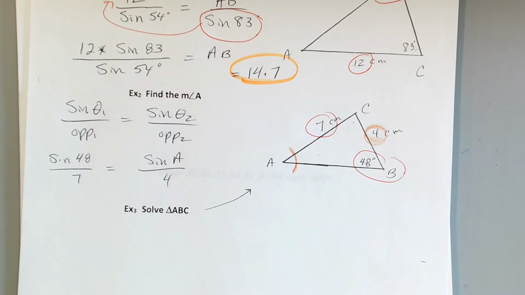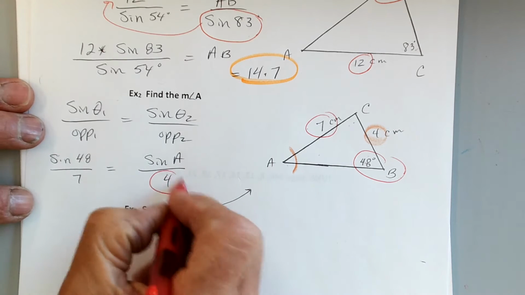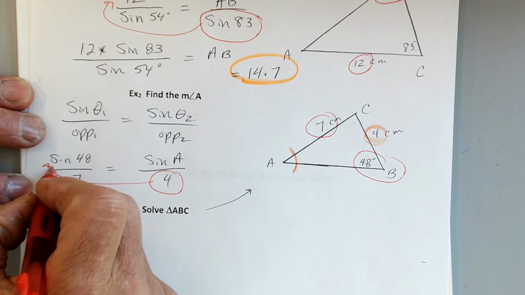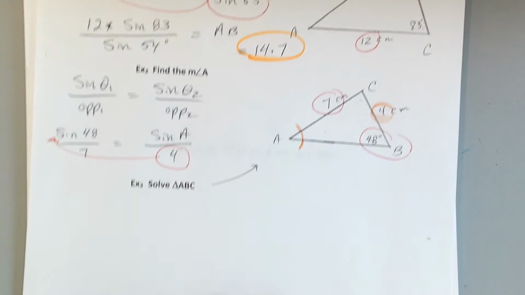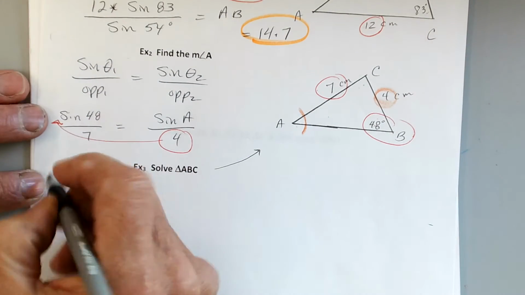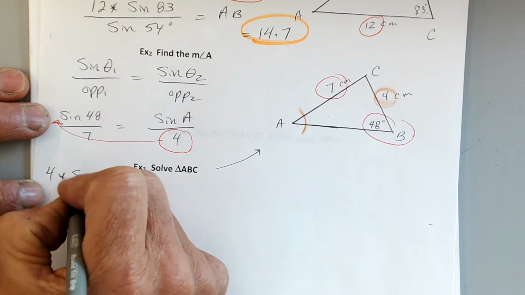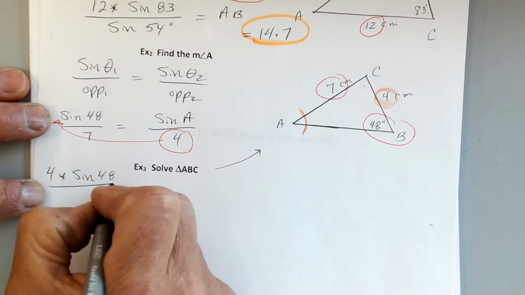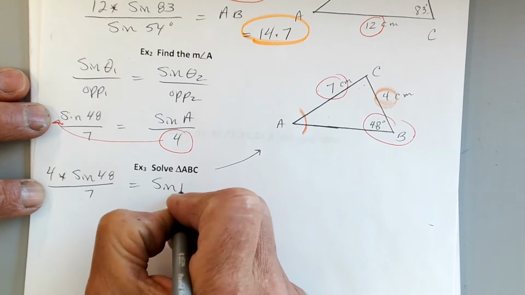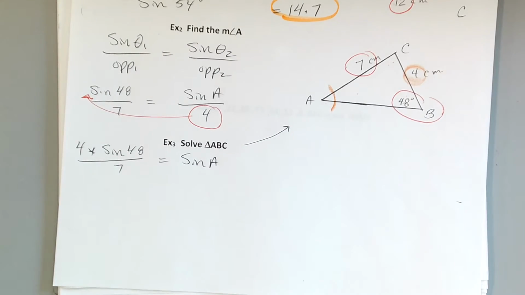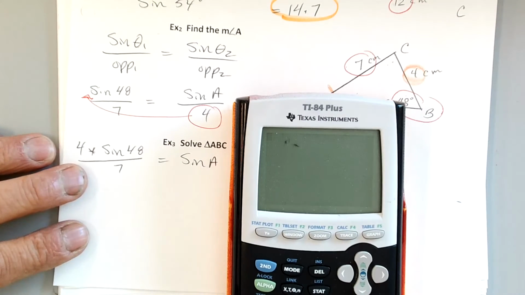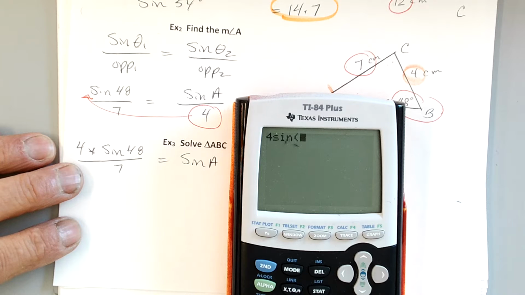So again, I'm going to solve by cross multiply. Bring up the 4. Cross multiply. And I'll rewrite this as 4 times the sine of 48 over 7 equals sine of A, okay? How am I doing? Okay, and then I'm just going to use my calculator. 4 sine of 48. Close the parentheses. Always close your parentheses. Divided by 7. Okay, now I got a 0.42.